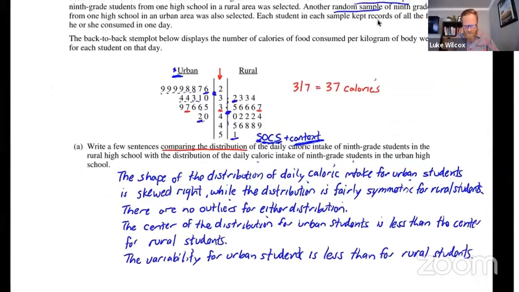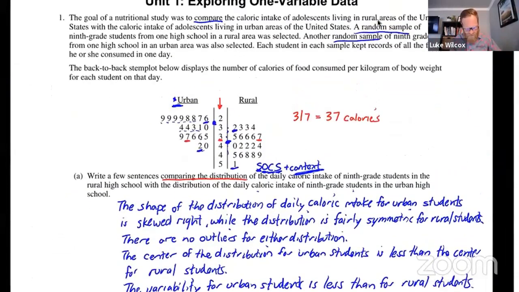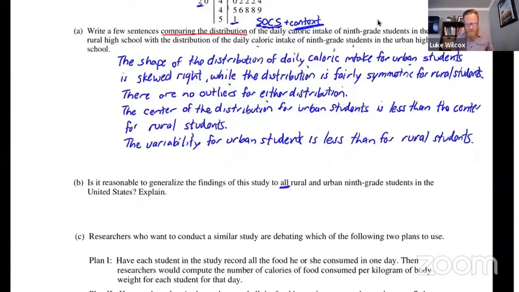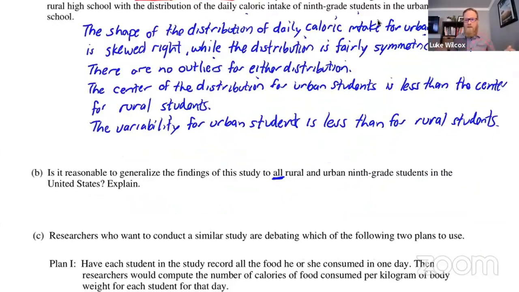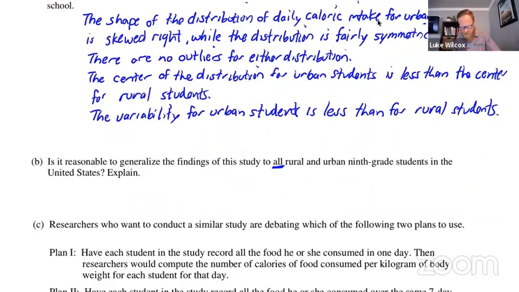So I'm going to go back to the stem of the question and let's look at how they took these samples. We have a random sample of ninth grade students from one high school in a rural area. One high school. If it is a random sample from one high school, then we can only generalize the results to that one high school. We can't say all rural high schools, but only this one rural high school. And for the other sample, random sample of ninth graders from one high school in an urban area, once again, it's one high school. So we are not going to be able to generalize this to a bigger population of all ninth grade students.